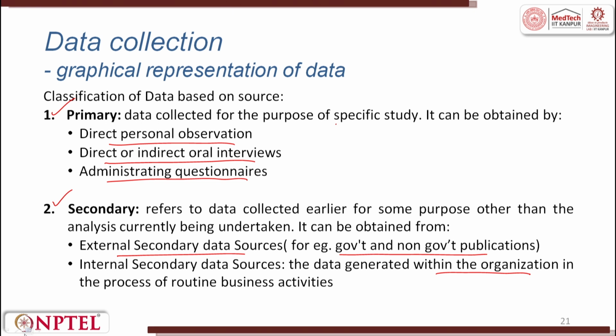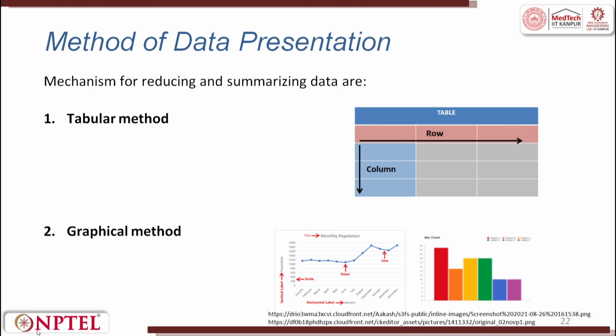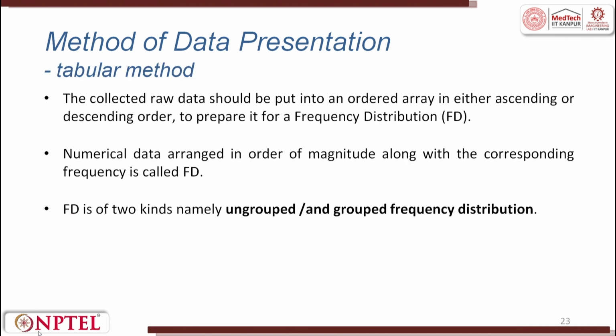Data presentation. Data presentation is mainly in two forms, tabular and graphical. This is a table, these are graphs, this is a frequency polygon, this is a bar chart. Let me talk about the tabular data first. The collected raw data should be put into an ordered array in either ascending or descending order to prepare for the frequency distribution. The numerical data arranged in order of magnitude along with the corresponding frequency is called a frequency distribution, of two kinds, namely ungrouped and grouped frequency distribution.